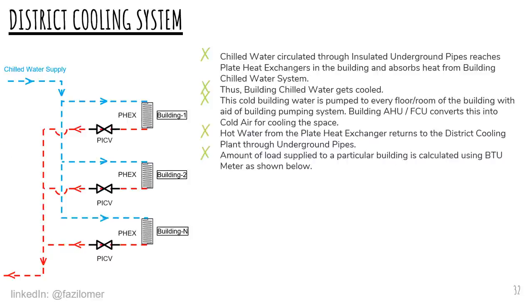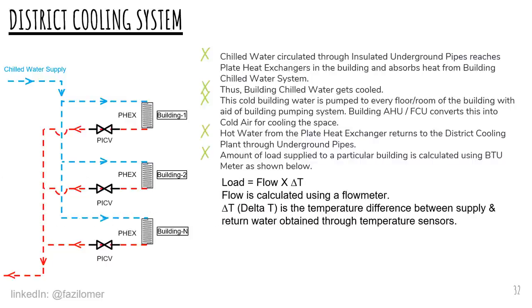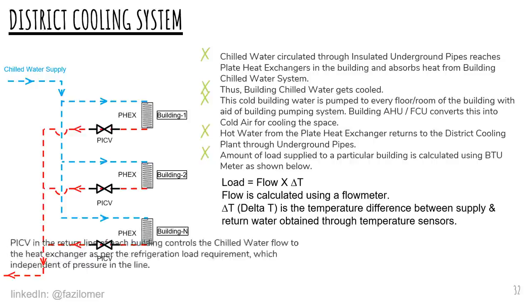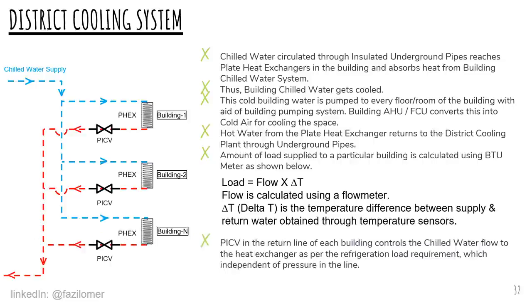The amount of load supplied to a particular building is calculated using a BTU meter, as shown below. Load is equal to flow multiplied by delta T. Flow is calculated using a flowmeter, and delta T is the temperature difference between supply and return water, obtained through temperature sensors. PICV in the return line of each building controls the chilled water flow to the heat exchanger as per the refrigeration load requirement, which is independent of pressure in the line.